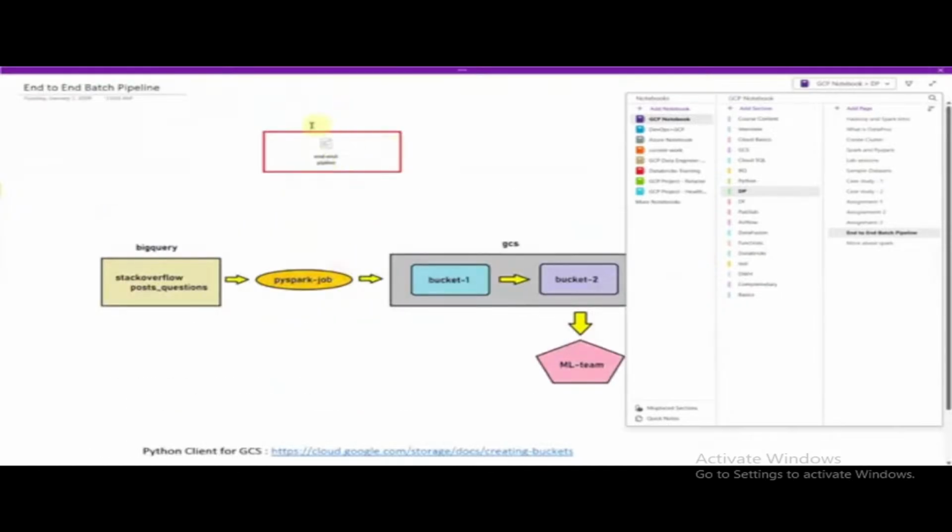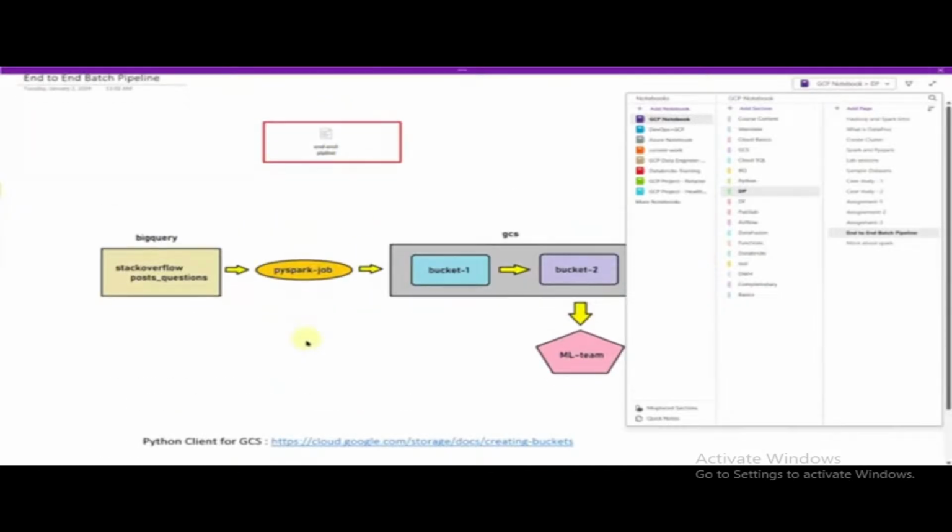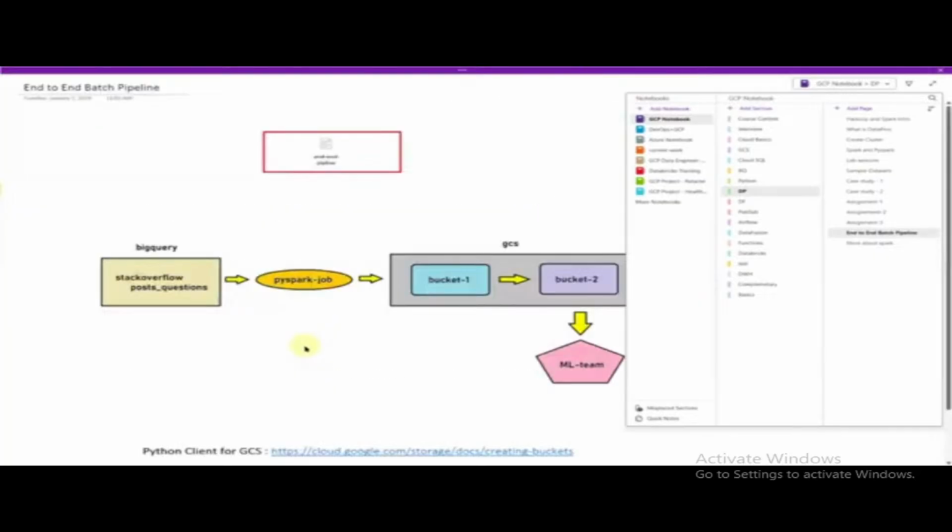So the code, don't worry about the code, sir. Everything is there in the notes. If I just provide you the access, once you enroll for the course, I'll provide you everything here. You have everything here. Okay.